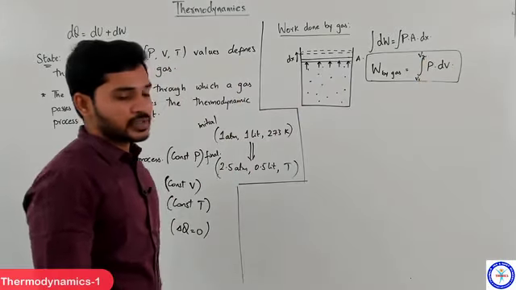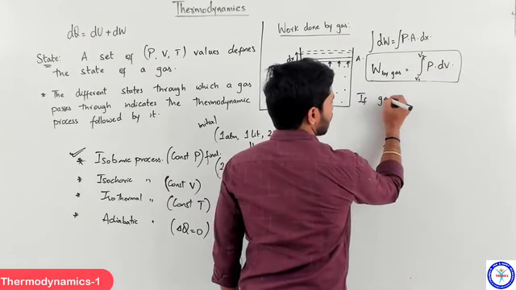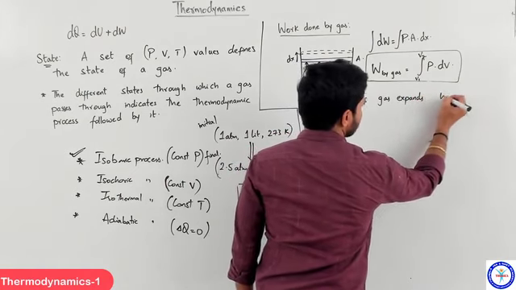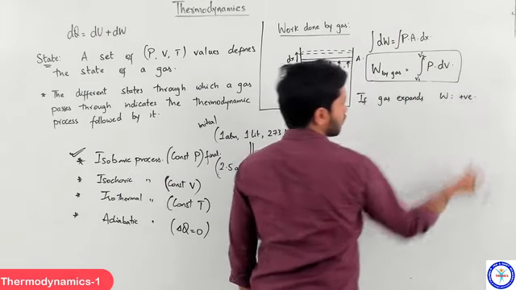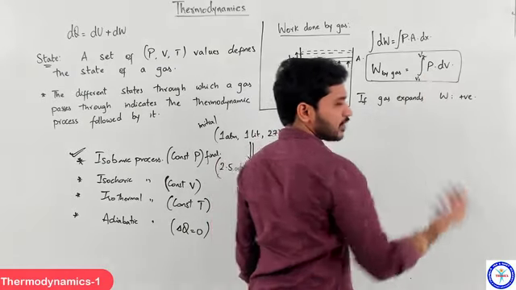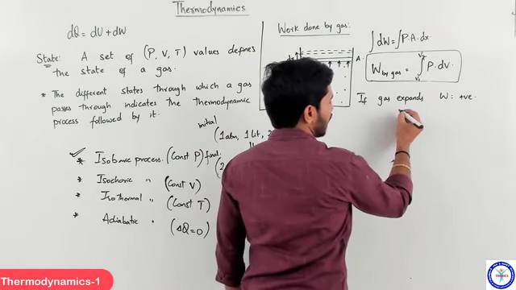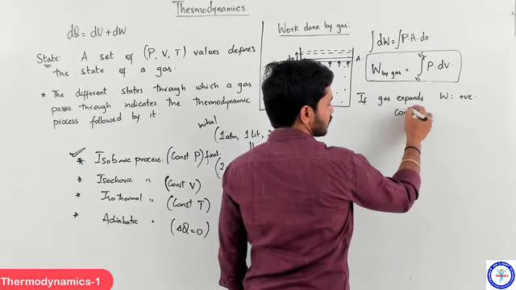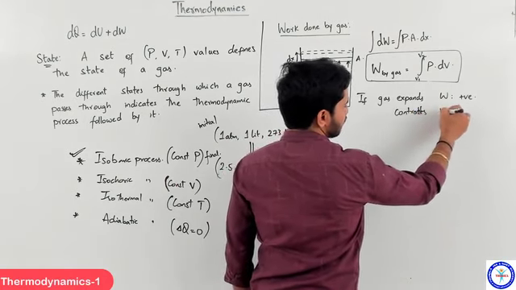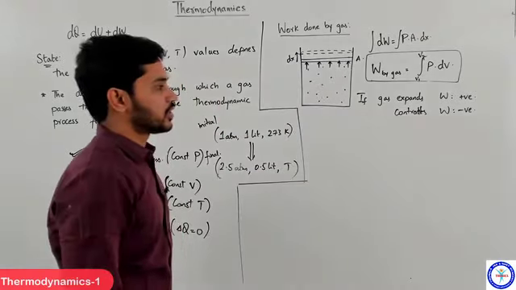Clear? And also please keep in mind, if the gas expands, then work done is positive. Yes or no? In this expression, P is anyways a positive quantity, dV will be positive if it expands, and if it expands, work done is positive, and if the gas contracts, then work done is negative. So this is a very important concept that you'll have to keep in mind.